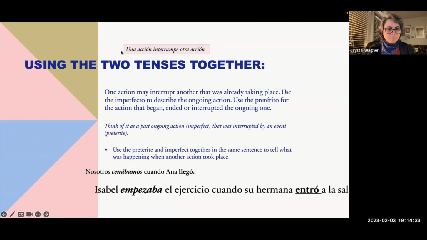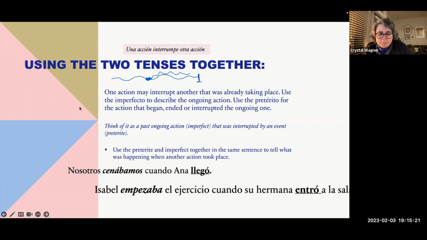Let's see. So we have one squiggly line here. And nosotros, we, right? We're going to draw that here. We were eating dinner. They were right here. Just imagine they're eating dinner. Cuando Ana llegó. An event happened right here, interrupted that flow. Ana arrived. So this would be the imperfect tense, right? Because it was happening until the preterite came and interrupted it. So that's when I'm going to be using them together to tell what was happening when something else interrupted it or another action took place.